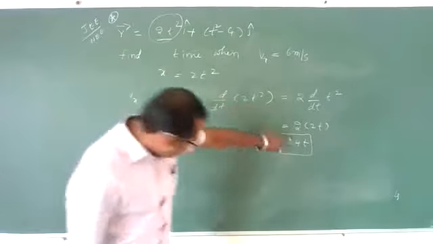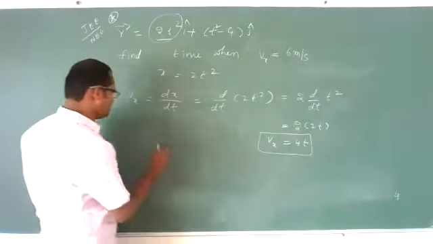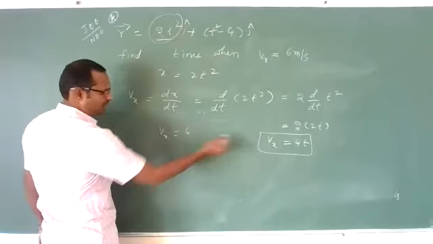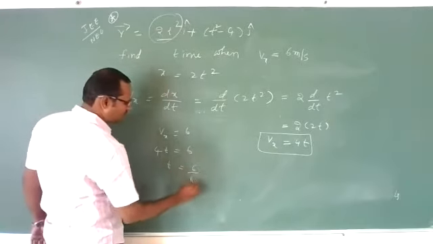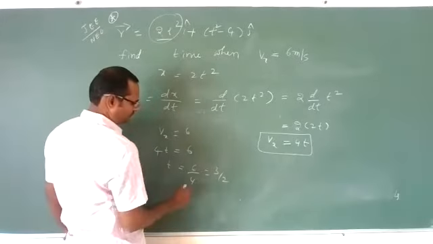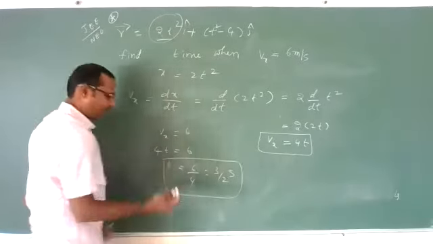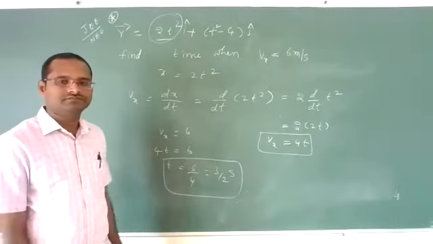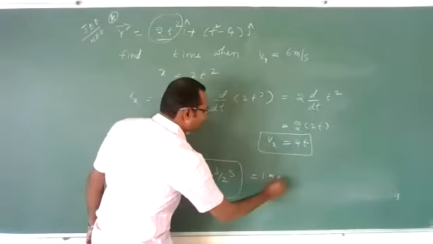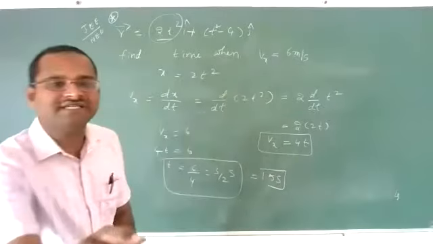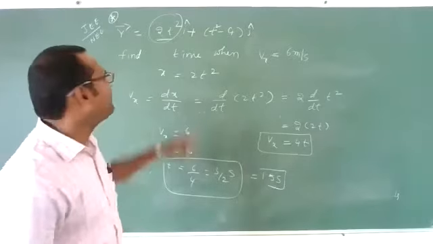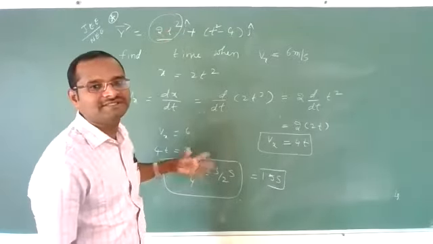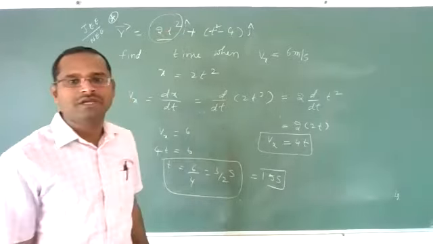So the given is Vx equal to 6. But what is Vx we got? 4t is equal to 6. Then t is equal to 6 by 4, which is 3 by 2 seconds, 1.5 seconds. In a time of 1.5 seconds, horizontal velocity is becoming this. And they will ask you at this time, what is the total velocity? You need to find.